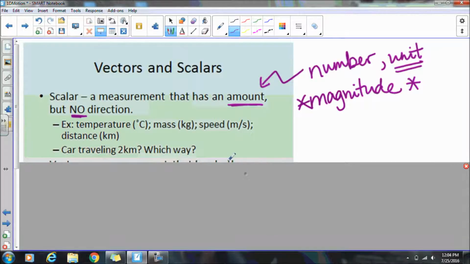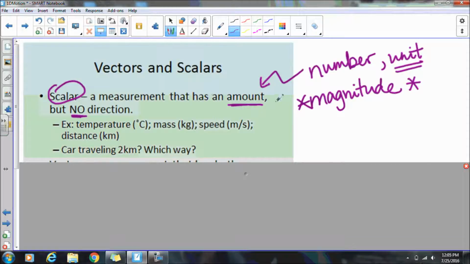So a car is traveling 2 kilometers. Which way? Well, if it's a scalar quantity, we don't care about which way. All we care about is that it's going 2 kilometers. So if someone were to ask you, how far away are you from the school?